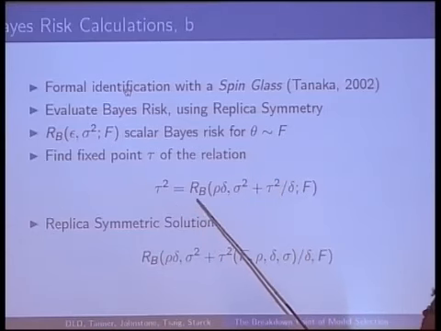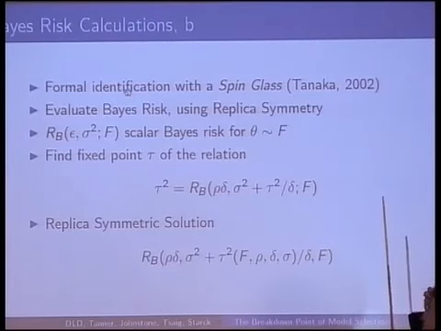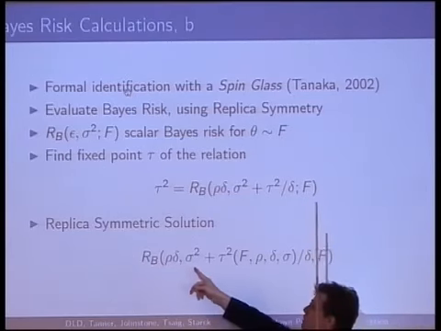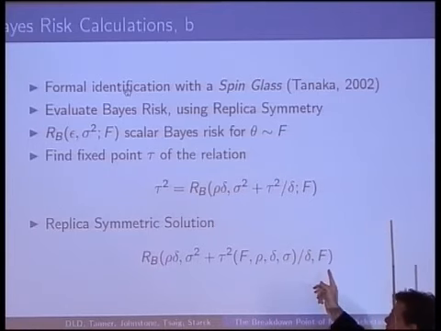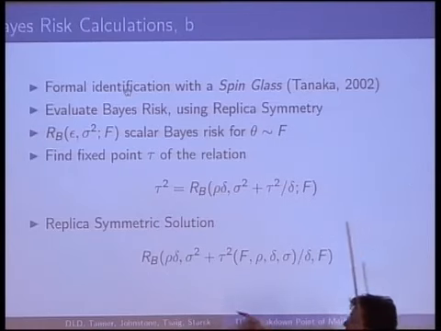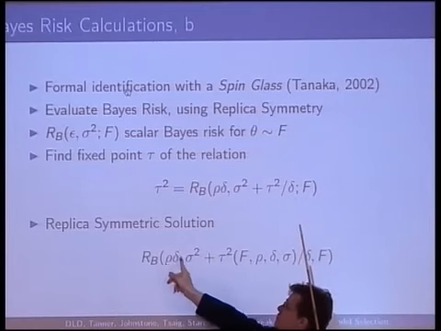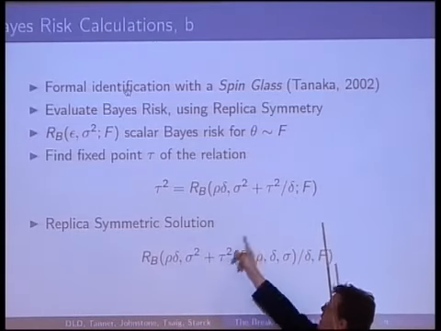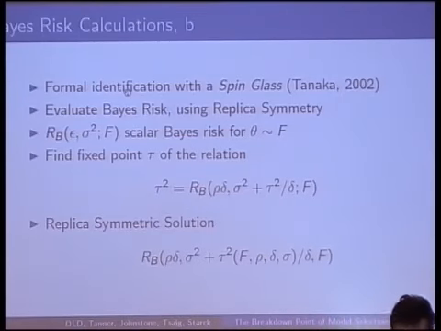You look for the fixed point of this relation and call that tau, and then the replica symmetric solution for the Bayes risk is exactly this number. So it's the Bayes risk at a certain level of epsilon, which is the fraction of non-zeros, and at a certain level of noise with that underlying assumption f. So that's for one particular f, letting n go to infinity with f fixed.